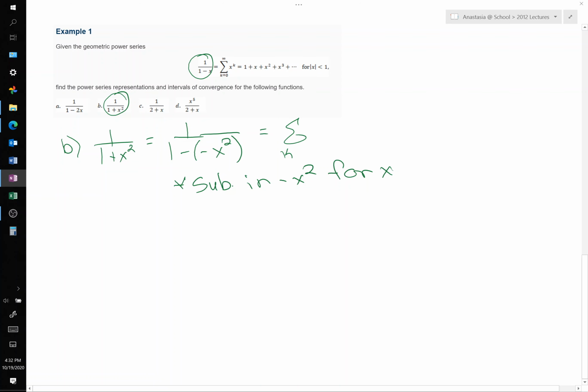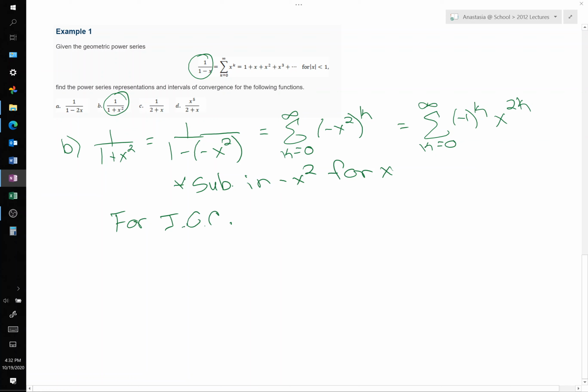So this will be the sum from k equals 0 to infinity of negative x squared to the k, and we can write this so it looks a little bit nicer as negative 1 to the k, x to the 2k. So then it becomes a little bit more apparent that what we have here is not only a power series, but an alternating power series. So that's our power series representation. Not too bad to get that. Now for our interval of convergence.